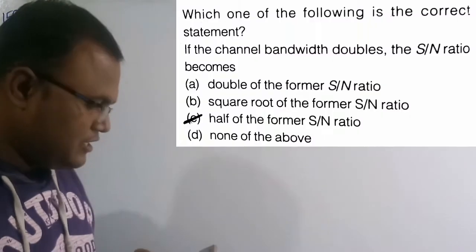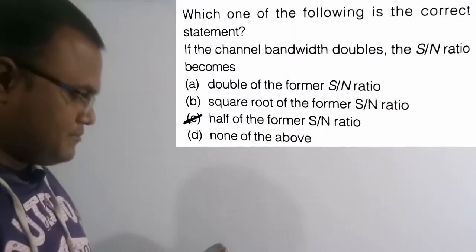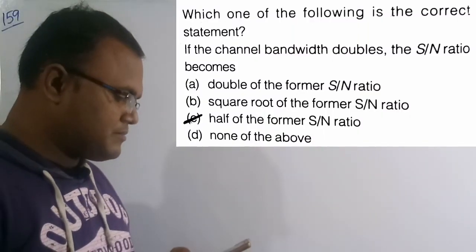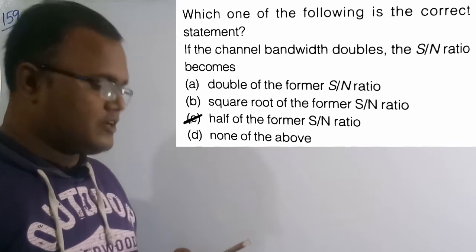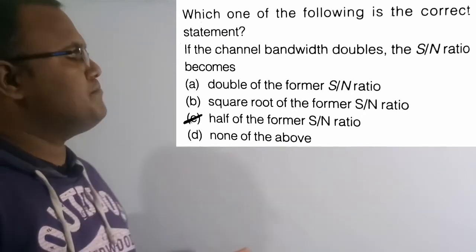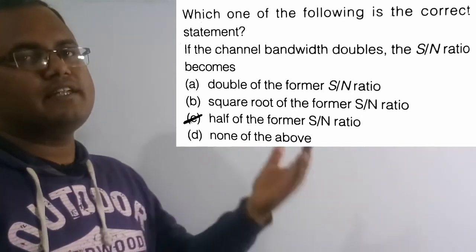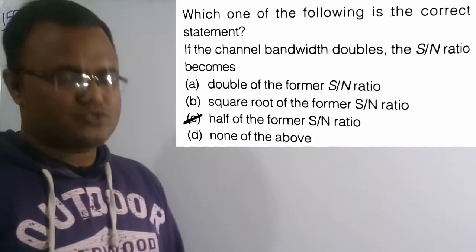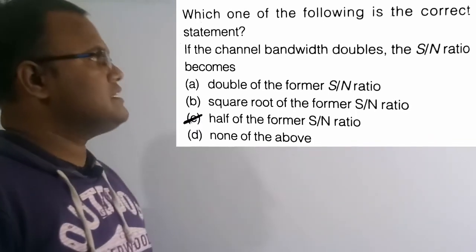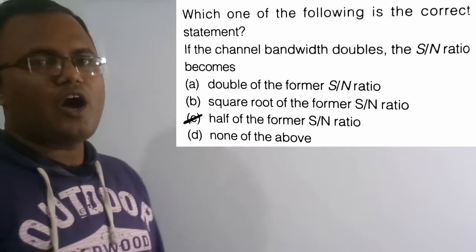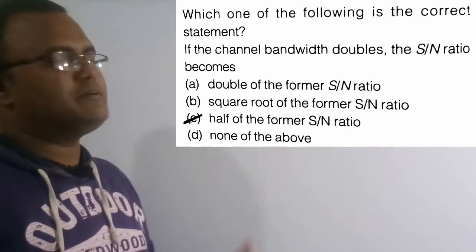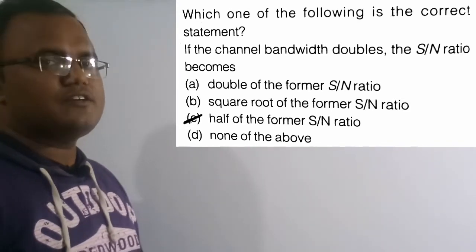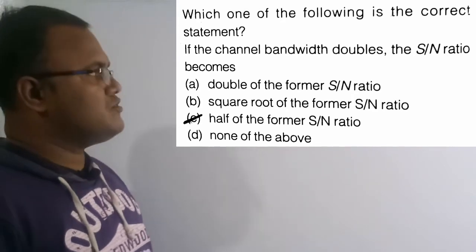Now we are going to solve the 159th question. Which one of the following is the correct statement? If the channel bandwidth is doubled, then what does the signal to noise ratio become? Out of these 4 options, option C is the correct solution, which is half of the previous one, or we can say it becomes half of the former signal to noise ratio.